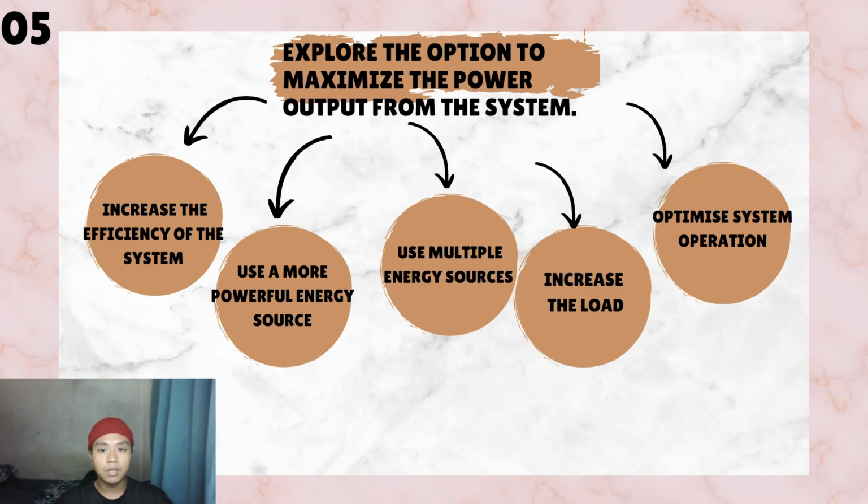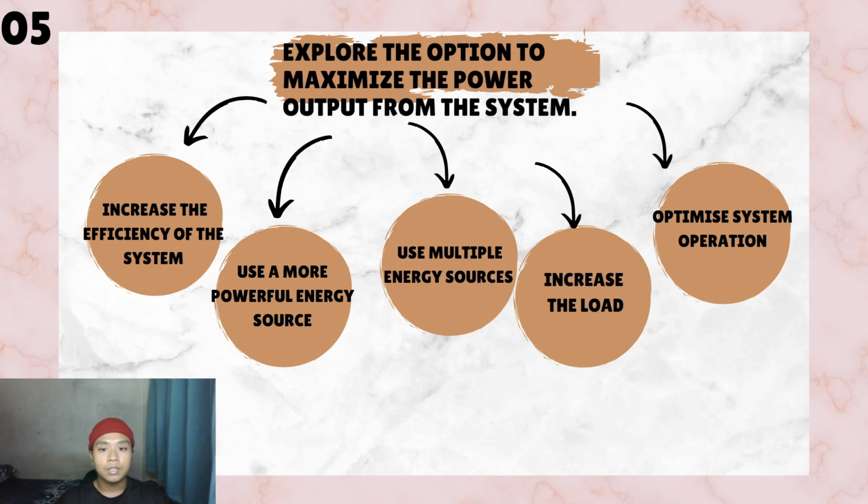So now I will explain several options that you could consider to maximize the power output from a system. The first one is to increase the efficiency of the system. By increasing the efficiency, you can reduce the amount of energy that is wasted and increase the power output. This could involve optimizing the system design, using more efficient components, or implementing more effective control strategies.